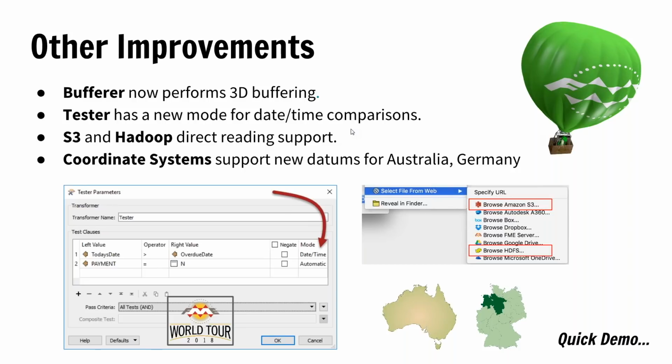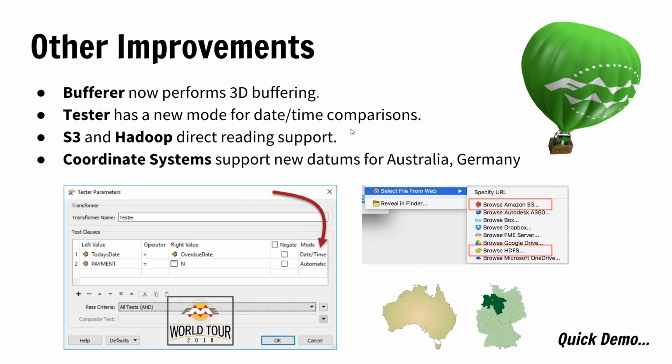So, and then yeah, S3 and Hadoop direct reading, which means when you add a reader, you can say read from the web and go straight to a file on Amazon or HDFS, which I think is Hadoop file system. Is that right? And you'll be able to read directly from there.